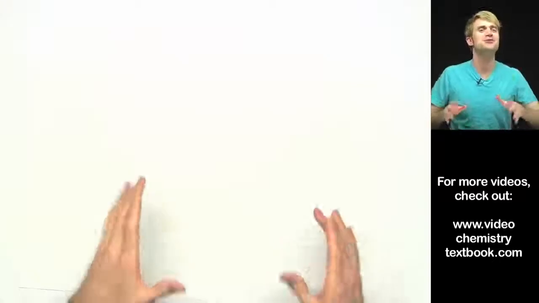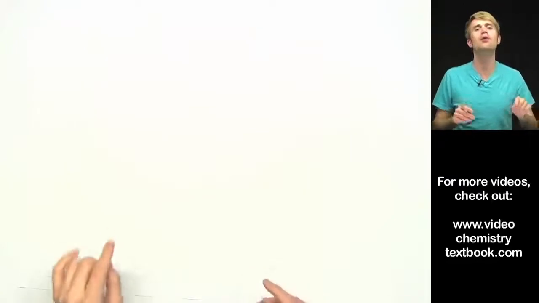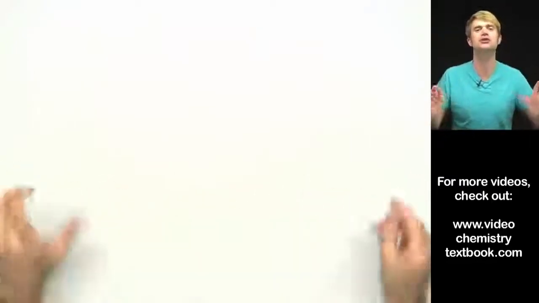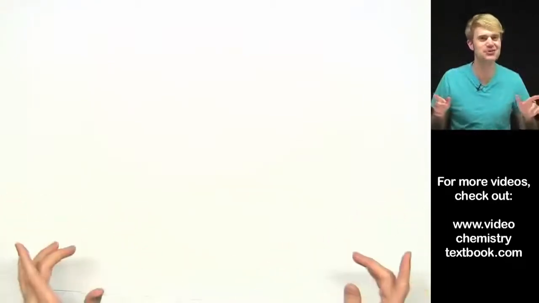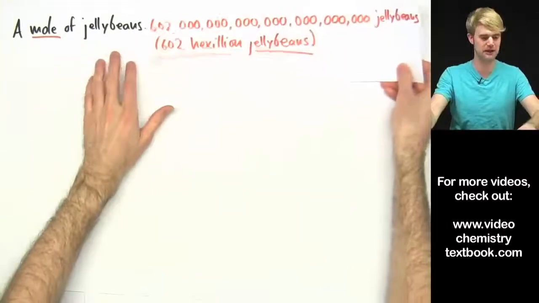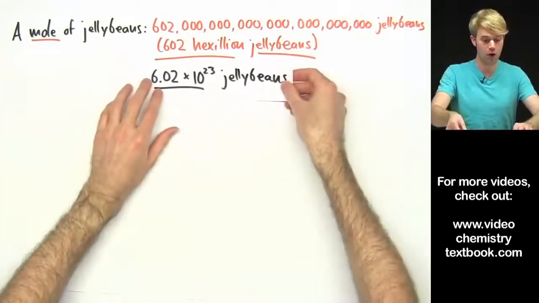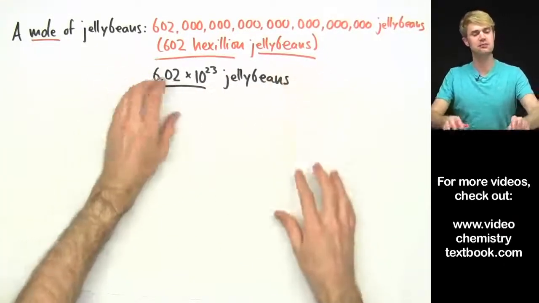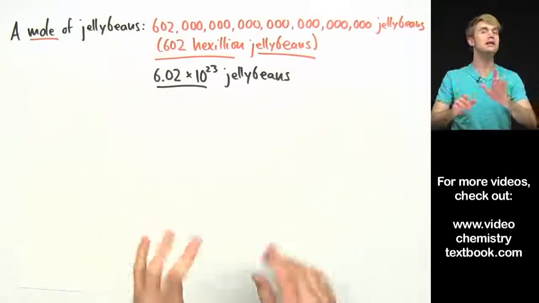hexillion. Okay, so now we've learned what a mole is, how many things are in a mole, and we've learned how we can abbreviate this gigantic number, 602 hexillion. The last thing I want to do is give you a sense of how gigantic this number, 602 hexillion, really is. Okay? So let's think about this mole of jelly beans that we talked about earlier. 602 hexillion jelly beans, which we can now abbreviate as 6.02 times 10 to the 23rd jelly beans. These are all just 3 ways of writing the same number.